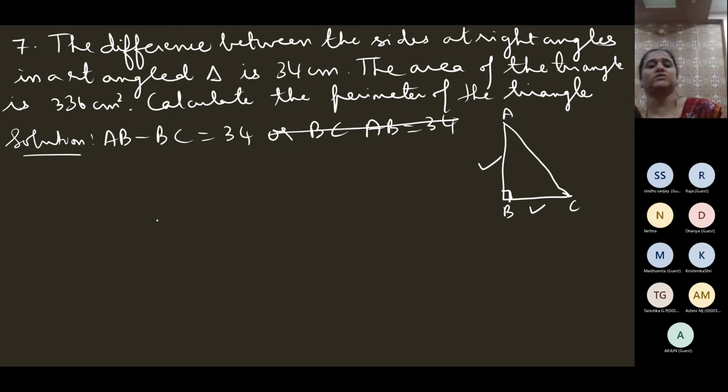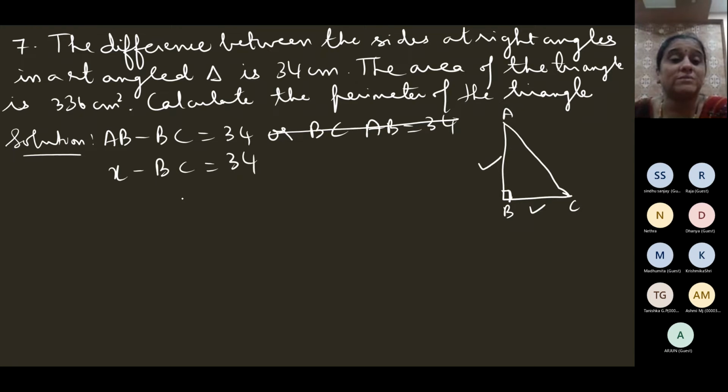AB minus BC is equal to 34. Now you assume something as X. Anything as X. Which one will we take as X? AB or BC as X. Tell me, who's X here? AB, ma'am. Okay, so X minus BC is equal to 34.